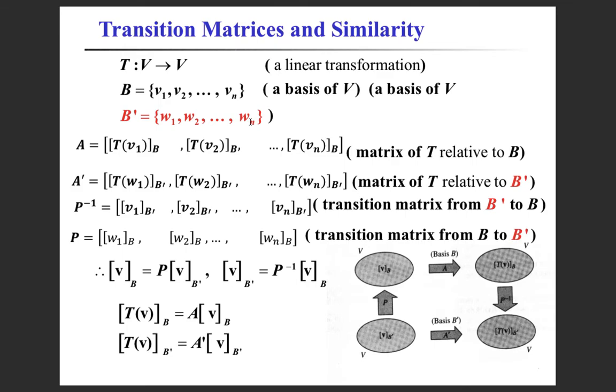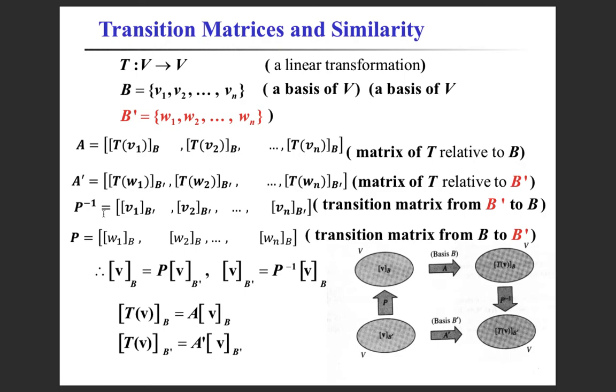Let A be equal to [T(V1)]B, [T(V2)]B, ..., [T(Vn)]B. This is the matrix of T relative to basis B. A' is equal to [T(W1)]B', [T(W2)]B', ..., [T(Wn)]B'. This is the matrix of T relative to basis B'.